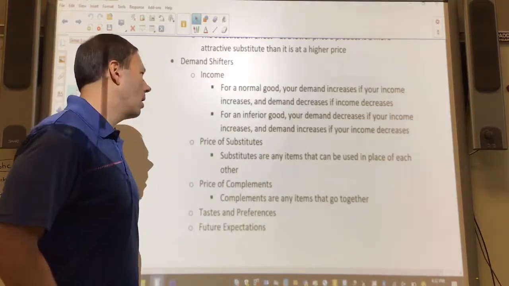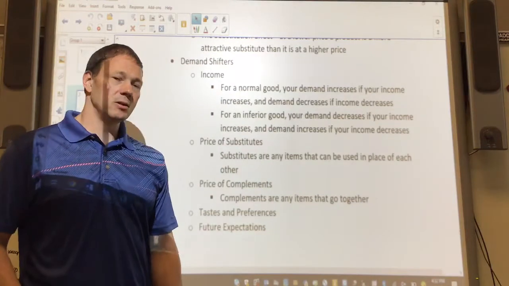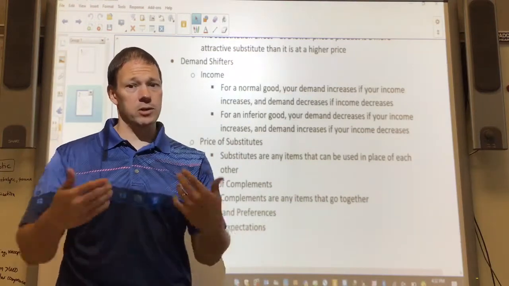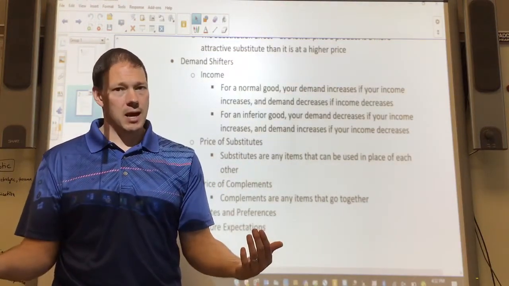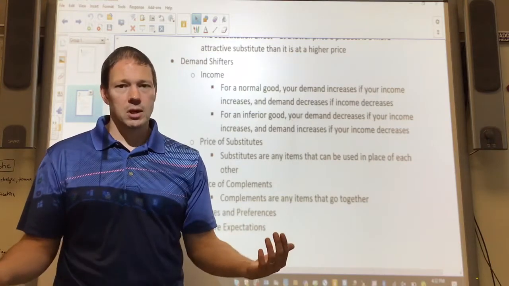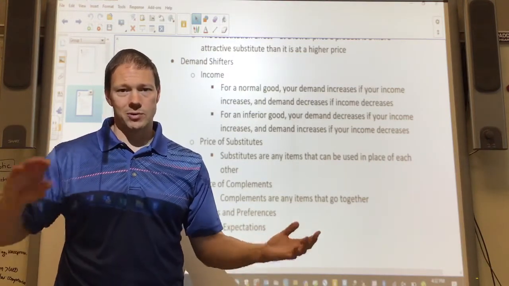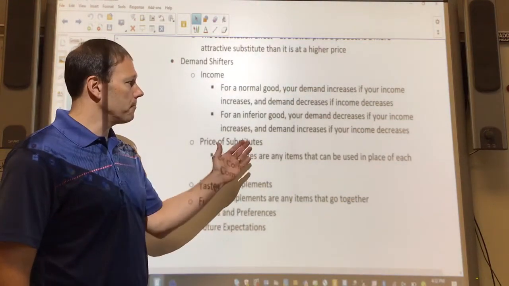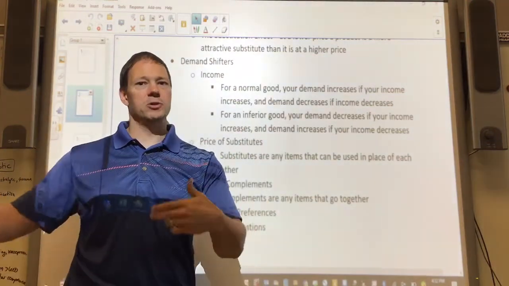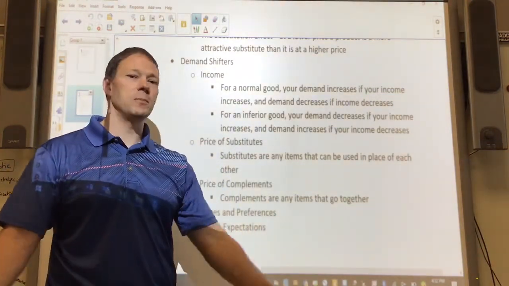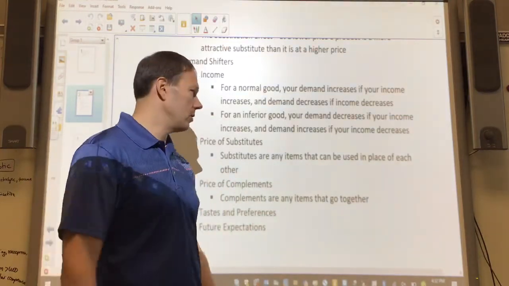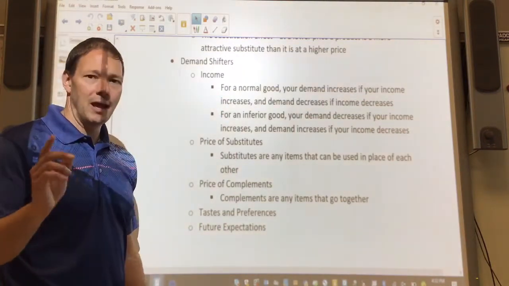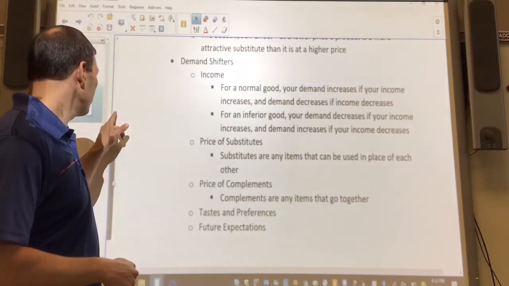Some things, on the other hand, are considered inferior, to the extent that your demand decreases if your income increases. In other words, now that you're a millionaire, you're not buying secondhand clothing anymore. You're not buying ramen noodles. You're not buying long-range bus tickets, right? Those are for when I was poor and now I've got all this money. I'm not doing that stuff. If your income decreases, now you find yourself going to secondhand clothing stores more often because you can't afford brand new clothes or whatever else, right? So that would be considered an inferior good. So it depends on the type of good you're talking about and how income affects that. So you have to pay attention to that.